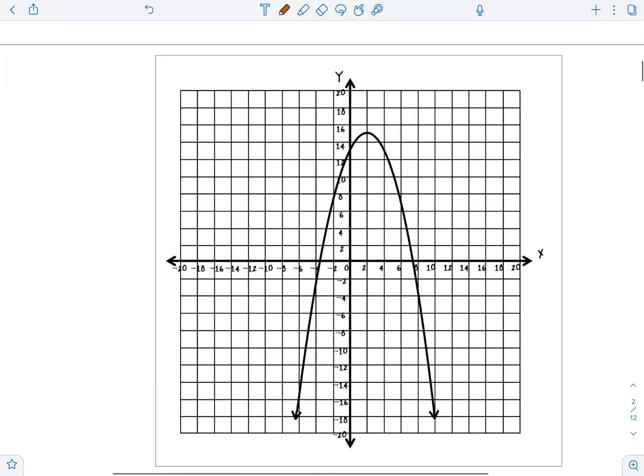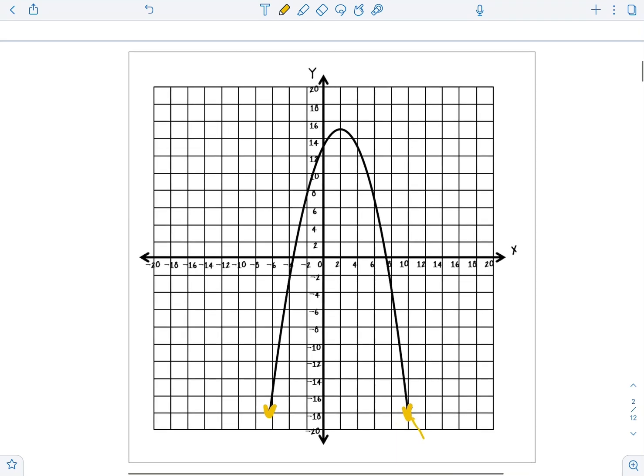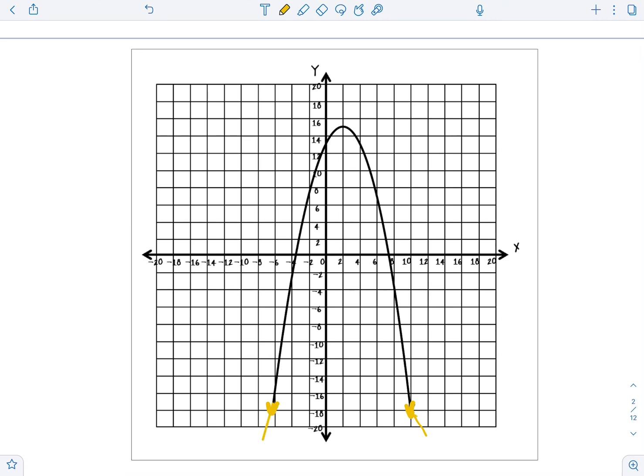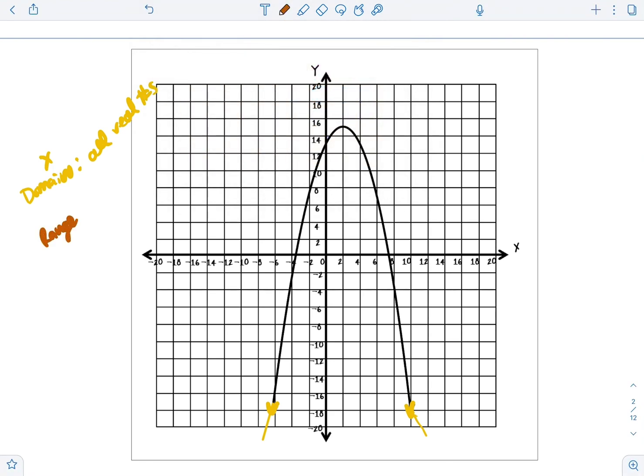So, for instance, let's say we have this graph here. We see arrows here at the ends, which implies that it's going to continue to go down, but also right. And this is going to continue to go down, but also left. Therefore, when we write our domain, which deals with x, that's all real numbers. But what we need to pay attention to is the range, which is y. And remember, we start at our vertex. That's our highest or lowest point. Since this is a downward parabola, we're looking at our highest point here.